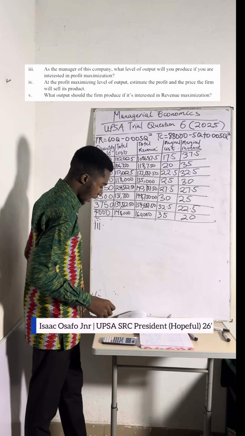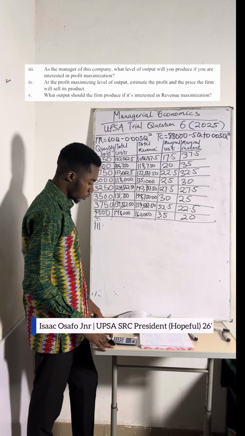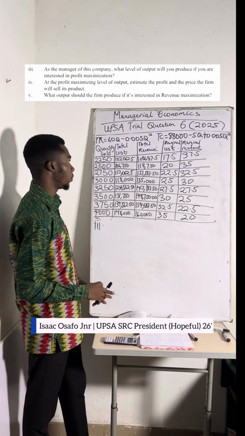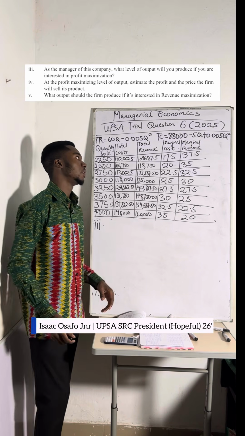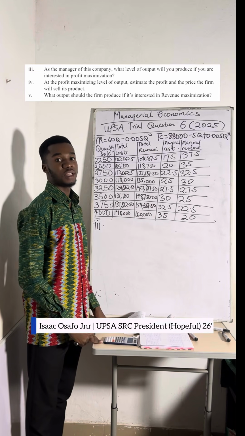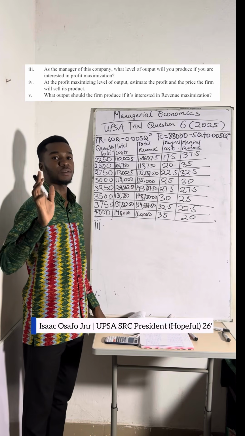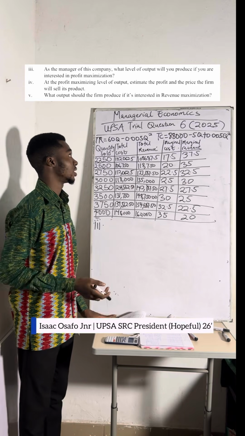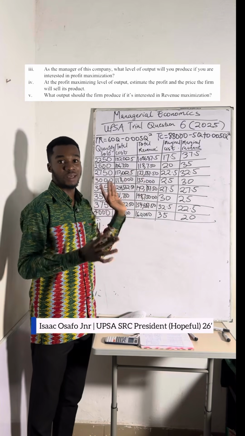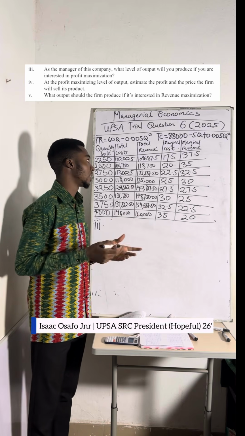So for part III, they said, as the manager of this company, what level of output will you produce if you are interested in profit maximization? Now, put it in your head. Anytime you've been given marginal cost and marginal revenue, and they ask you for the level that maximizes profit, it is when marginal cost is equal to marginal revenue. You get it? In our market structures, when marginal cost and marginal revenue have the same value, that's the level at which you are going to attain maximum profit.